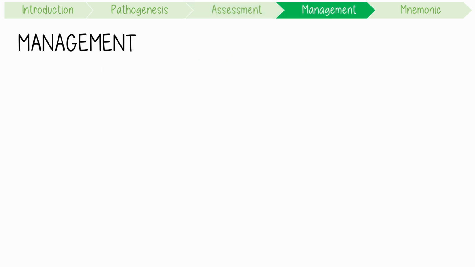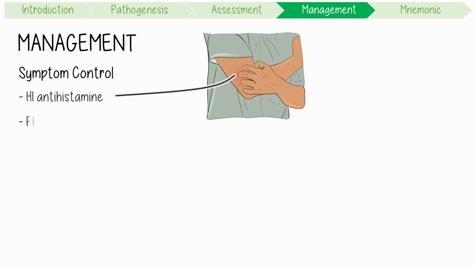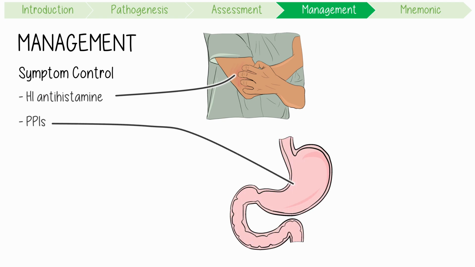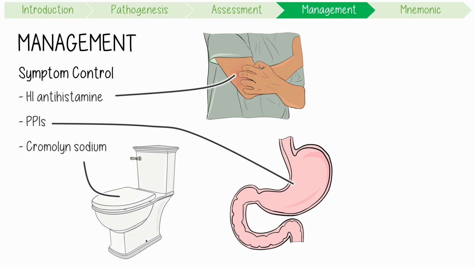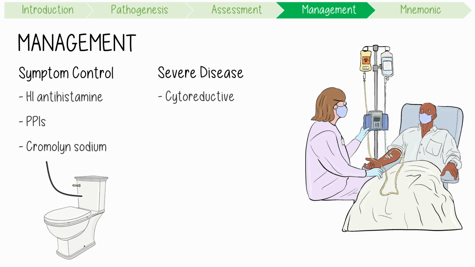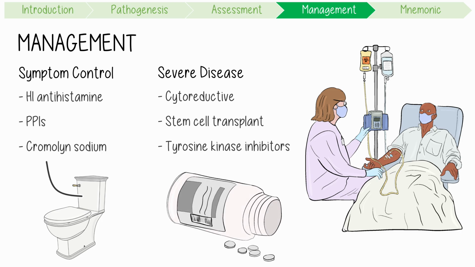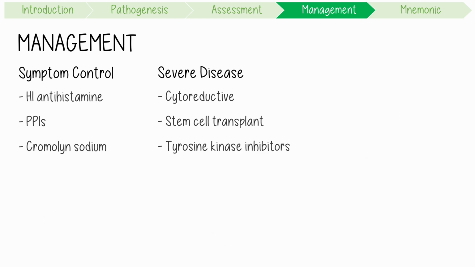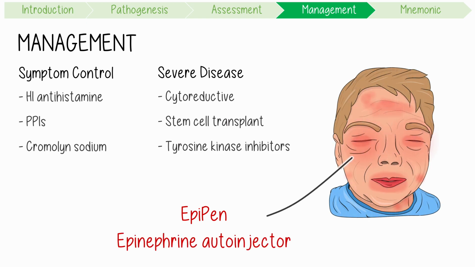The management of mastocytosis focuses on symptom control, including an H1 antihistamine for flushing and pruritus, PPIs for gastric acid hypersecretion, and a mast cell stabilizer like cromolyn sodium for diarrhea and abdominal pain. For severe disease, cytoreductive therapy might be indicated. Similarly, stem cell transplantation and small molecule tyrosine kinase inhibitors with activity against mutated KIT can be considered. Finally, most patients should be given an EpiPen because of the high incidence of anaphylaxis.